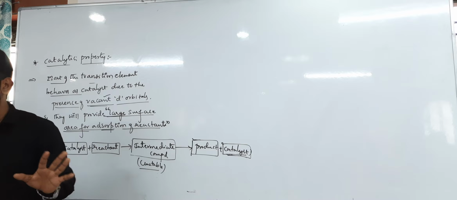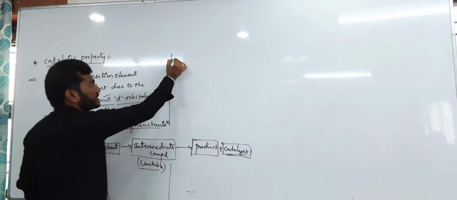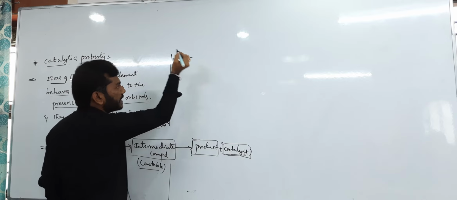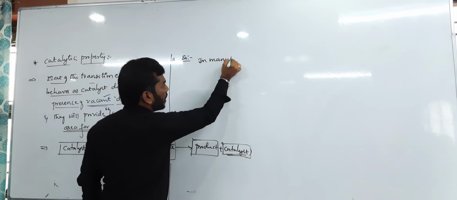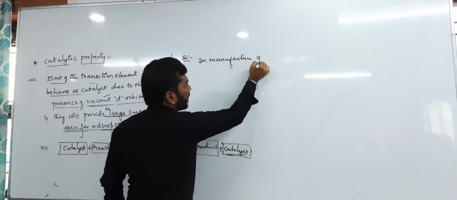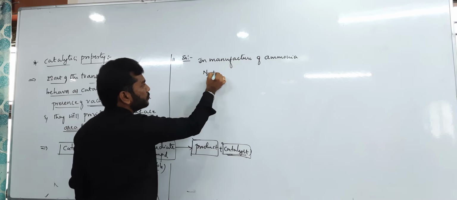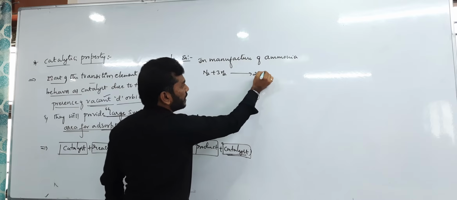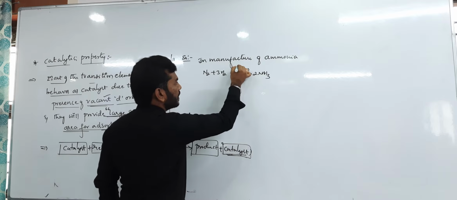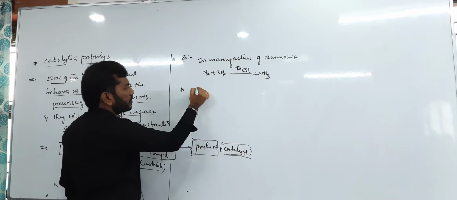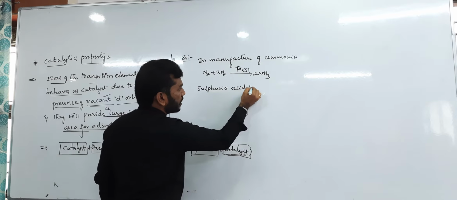That's it guys. Okay, so let us see that here. Okay, so we will have some examples regarding that. Suppose, for example, in the manufacture of ammonia, N2 plus 3H2 gives rise to ammonia. Which particular catalyst have we been using here? Iron. Okay, and second, sulfuric acid by contact process.